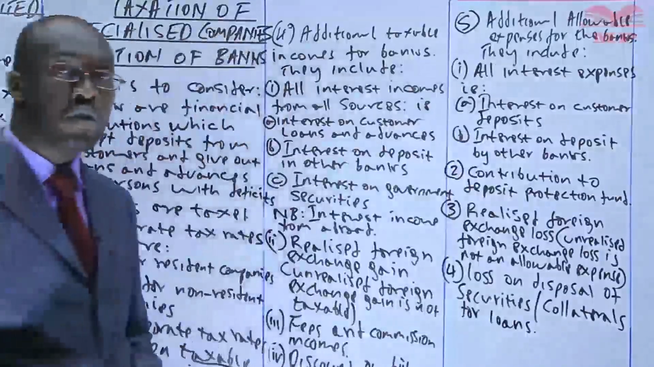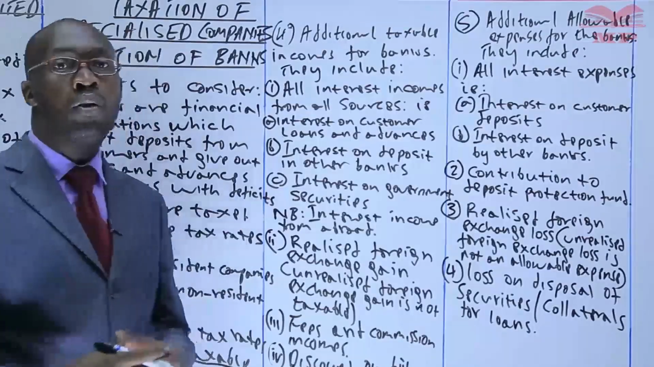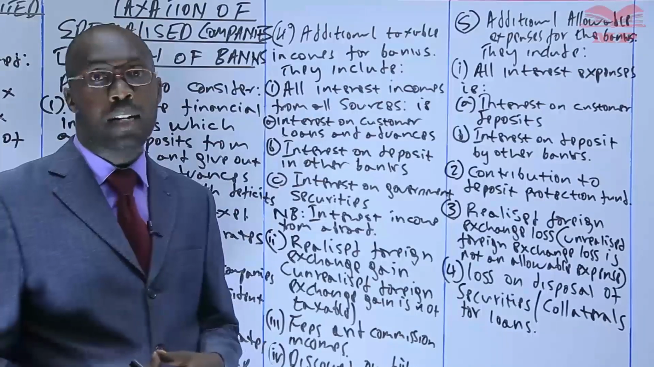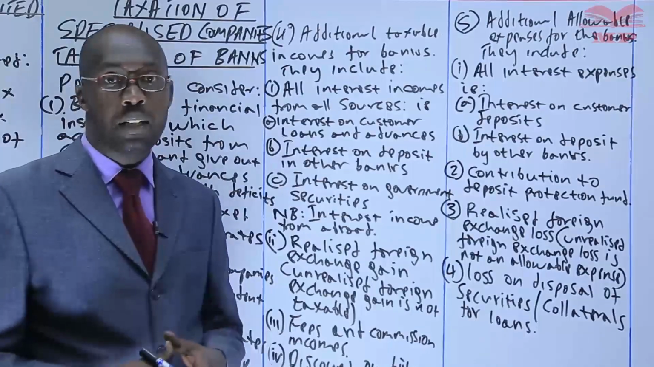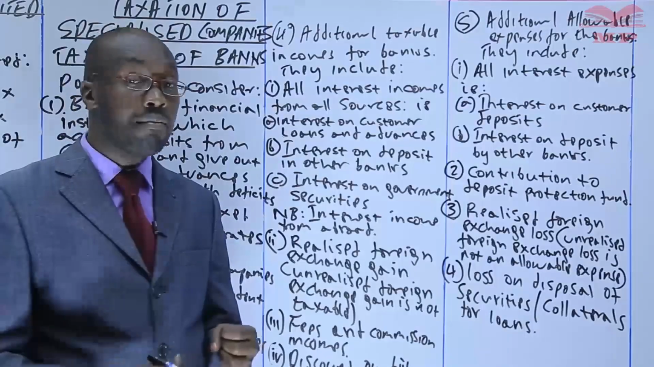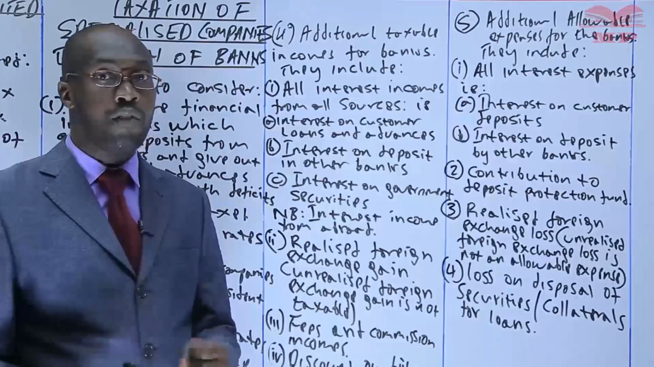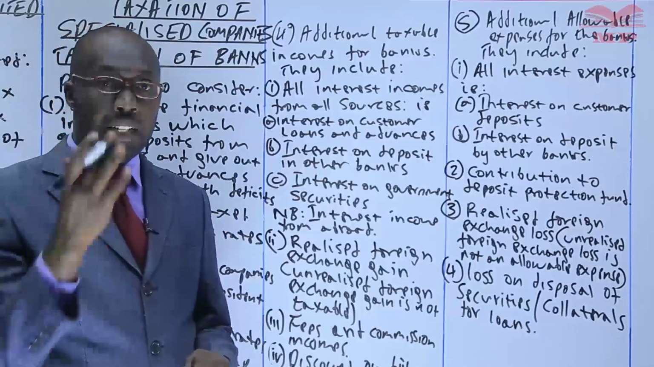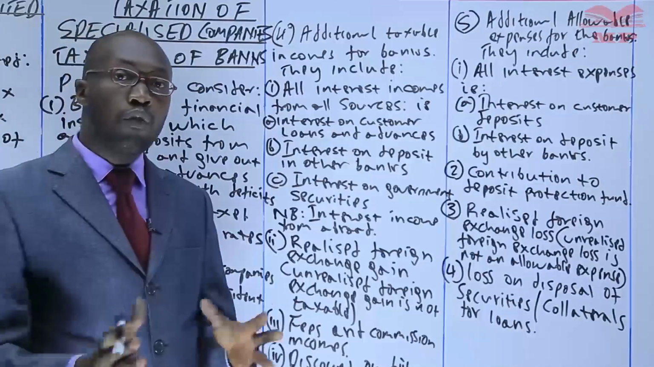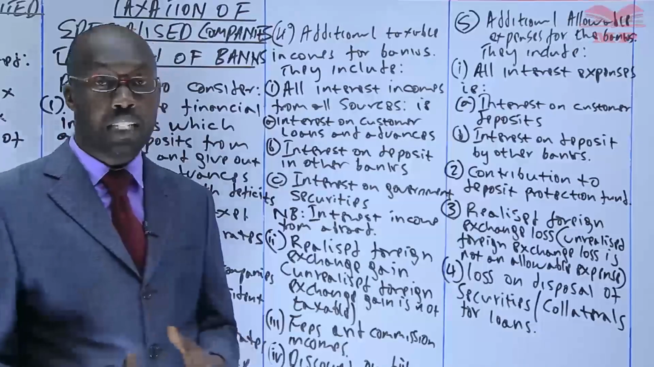After that, we have point number 4, the loss on disposal of securities. Now, security is usually provided by the customer. If you want to take a loan from a bank, they will ask you to provide security. Security is usually in the form of fixed assets like land, where you provide the title, or a car or motor vehicle, where you provide a logbook. Now, if the bank gives you 10 million and you are not able to pay it, they will be forced to sell the land or the car that you provided as security.